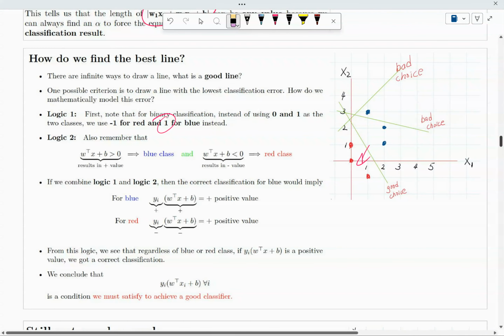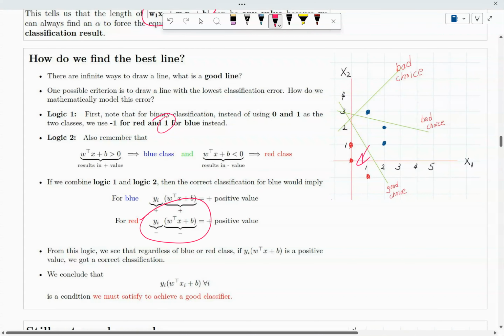Okay. Remember, imagine if you picked a wrong W. If it's a wrong W, then it's going to pick negative instead of positive for the blue point, and that's going to result in negative, right? So if it's positive, it's correct. If it's negative, then it's wrong.